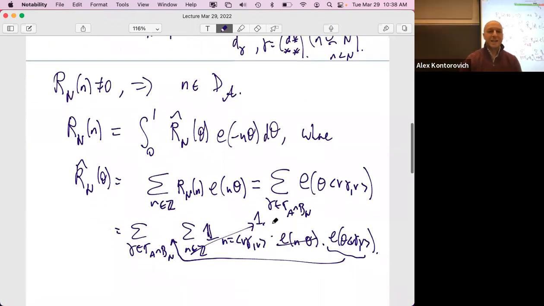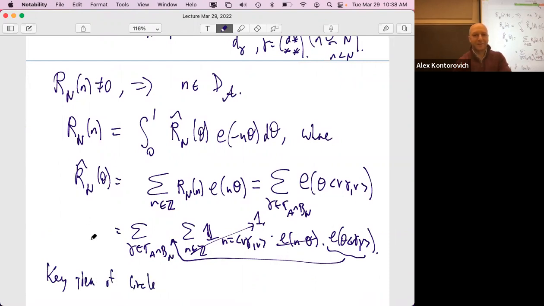We haven't done anything. The key idea of the circle method is to capture, well, this is not the circle method, this is baby Fourier analysis. The key idea of the circle method is to capture, I'm having a brain freeze, this integral on 0, 1 as an integral over so-called major arcs and minor arcs.